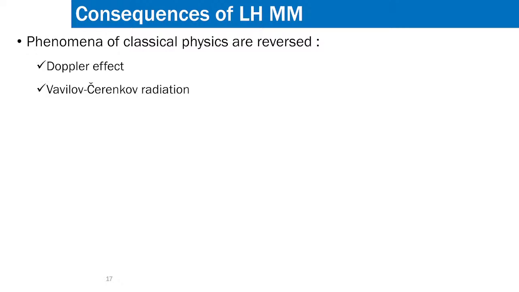Next. Then Cherenkov radiation. In the Cherenkov radiation, the blue cone that is generated has its apex, in the right-handed material, suppose in the positive x direction, then the apex will be in the negative x direction in the case of left-handed material. So there is a reversal in Cherenkov radiation.